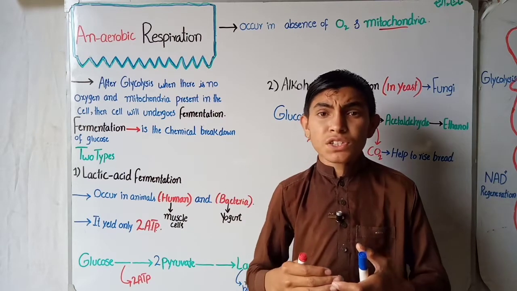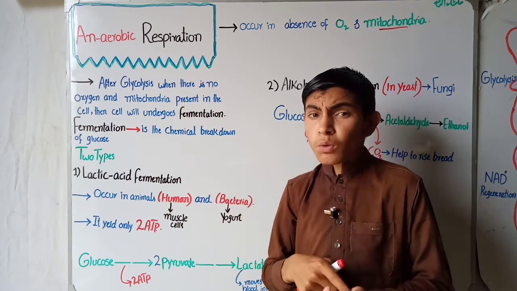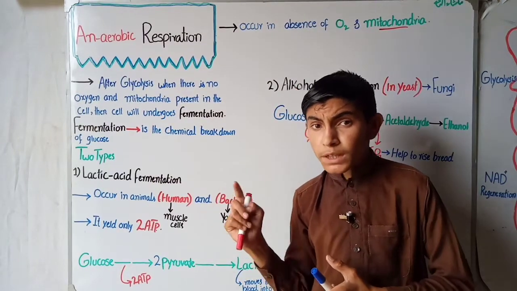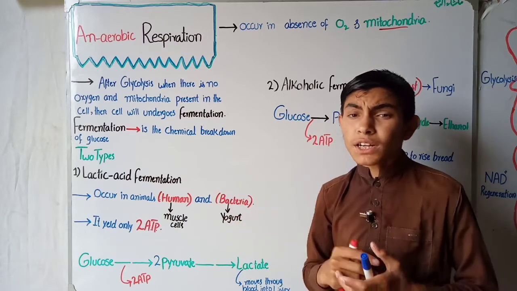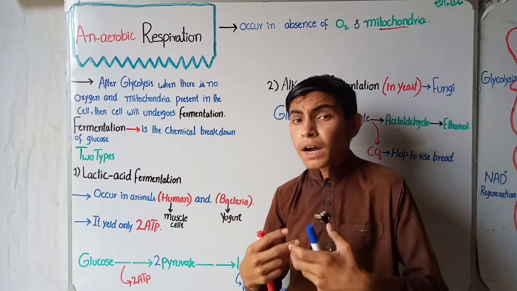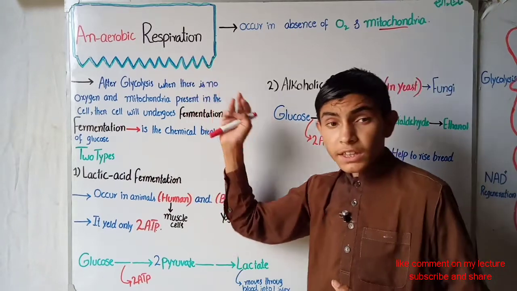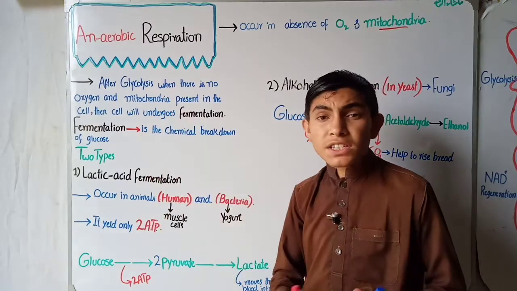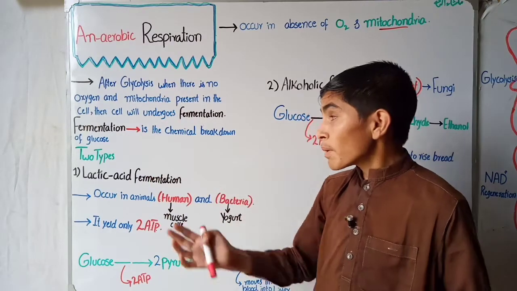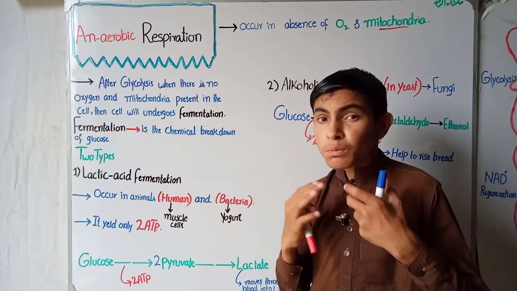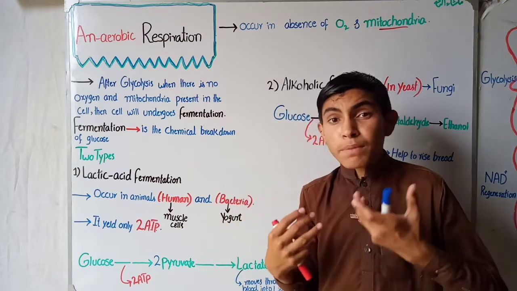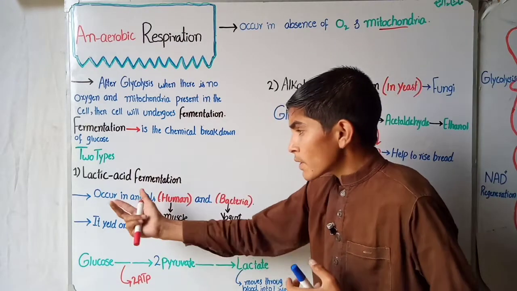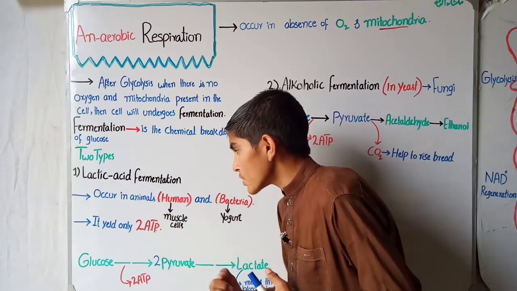So after glycolysis, if the cell has the presence of oxygen, then the cell will undergo aerobic respiration. But if the cell does not have oxygen, then the cell will undergo anaerobic respiration, and anaerobic respiration is called fermentation. Fermentation is the chemical breakdown of glucose. Okay. And there are two types of fermentation. The first one is lactic acid fermentation.